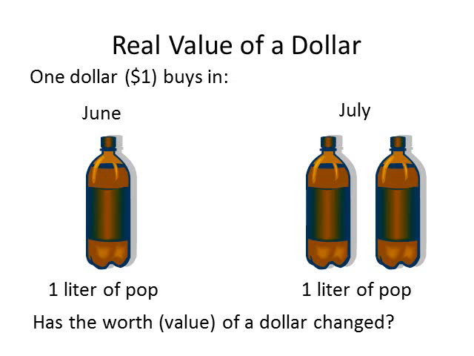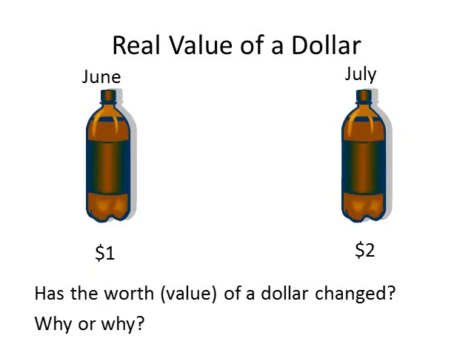Let's look at another situation. In June, the price of a liter of pop is $1. In July, the price of the liter of pop changed to $2 per liter. In this case, the dollar has lost its value because the dollar will only buy half a liter of pop. Thus, the dollar is able to only buy 1/2 of what it could buy in June.